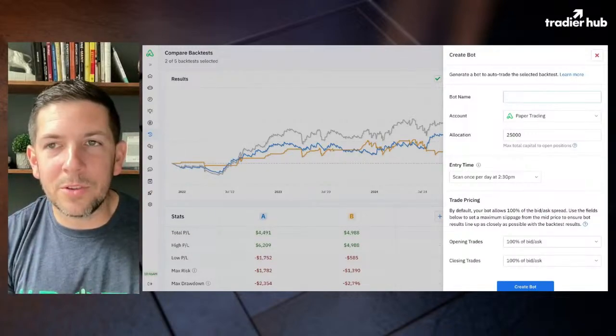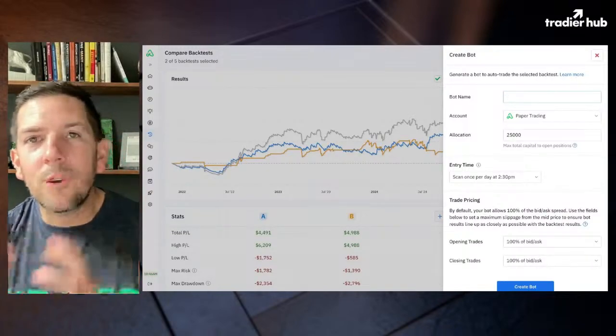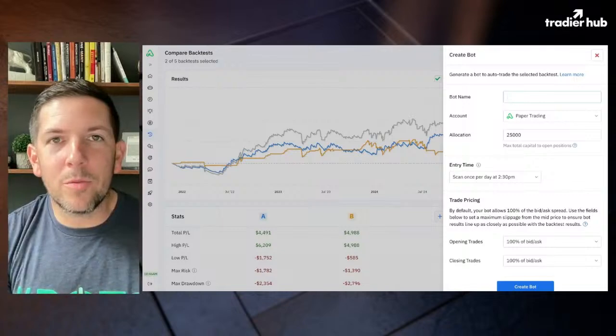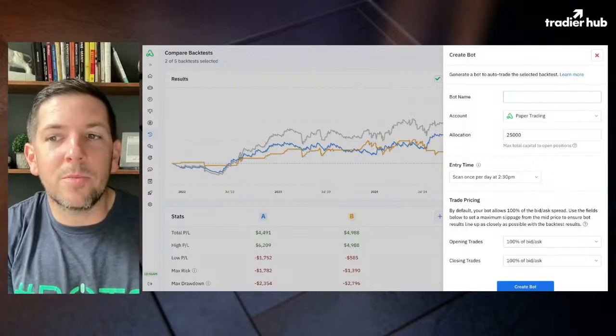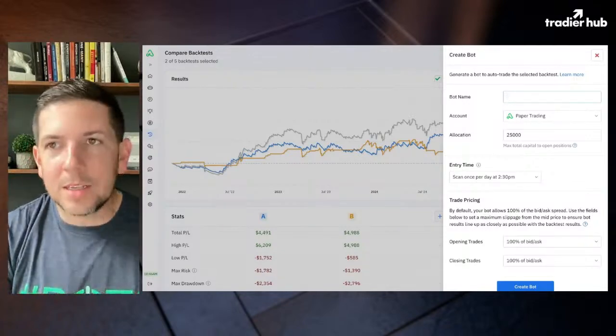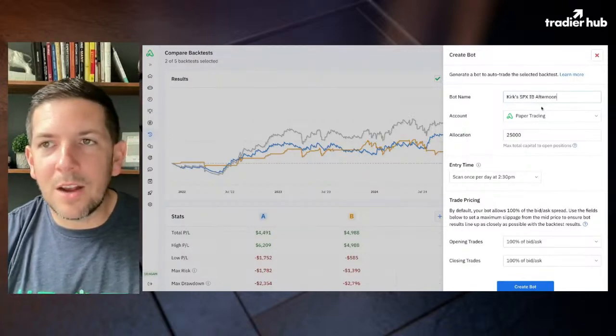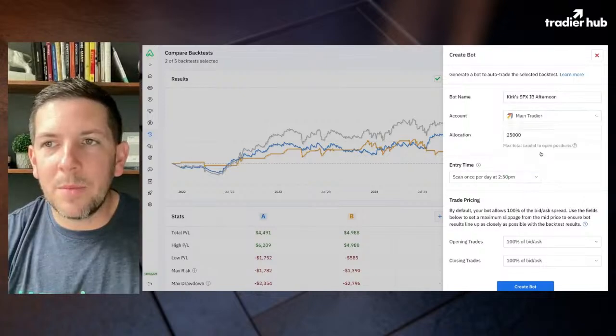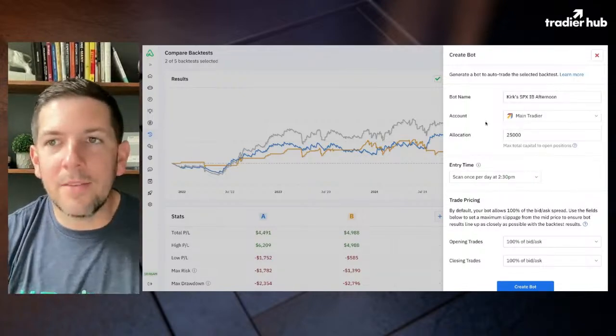So you spend your time doing the backtesting, and then it will convert it over into a bot for you. Basically build the bot based on your backtest for you to run. So I can say Kirk's SPX Iron Butterfly afternoon, or whatever the case is, however you want to name it. I connect it to my main Tradier account so you can trade this live in the market.